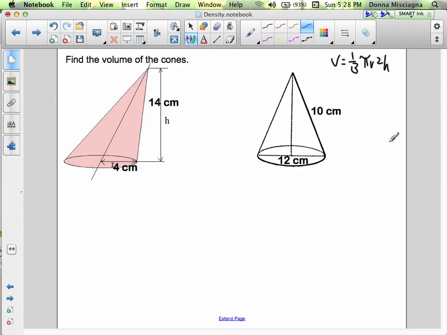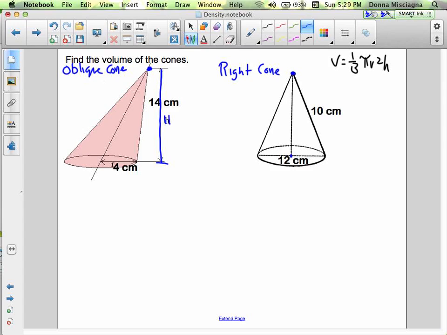So let's look at the first one. The first one is an oblique cone. And that just means that the vertex here is not directly over the center of the base. Surface area is really tough on some of the oblique figures, but volume is easy because it's the same whether it's oblique, like this one, or a right cone, like the other one. A right cone just has the vertex directly over the center. So either way, the volume is going to be 1/3 times pi times r squared times the height.